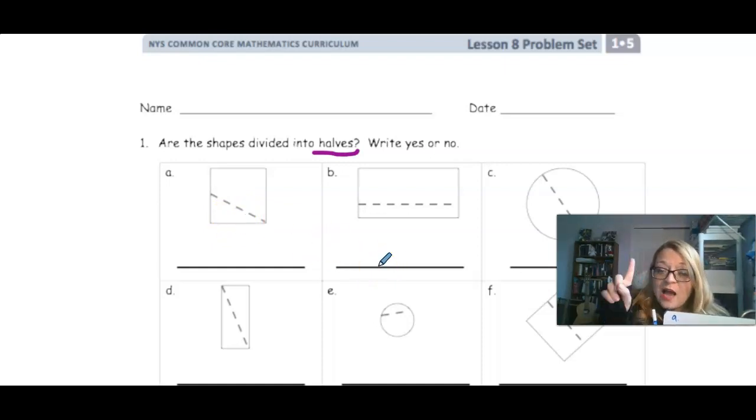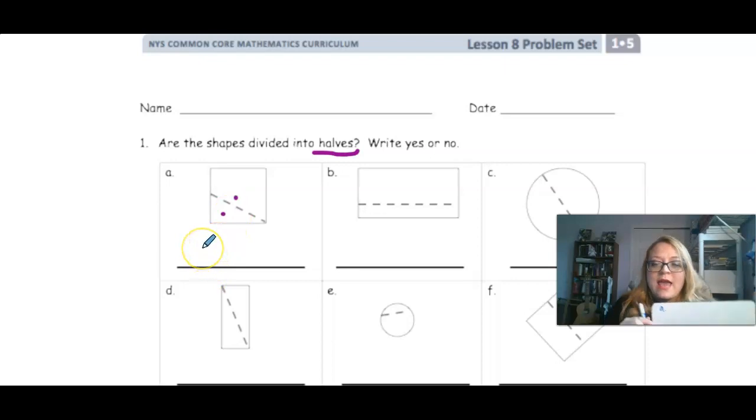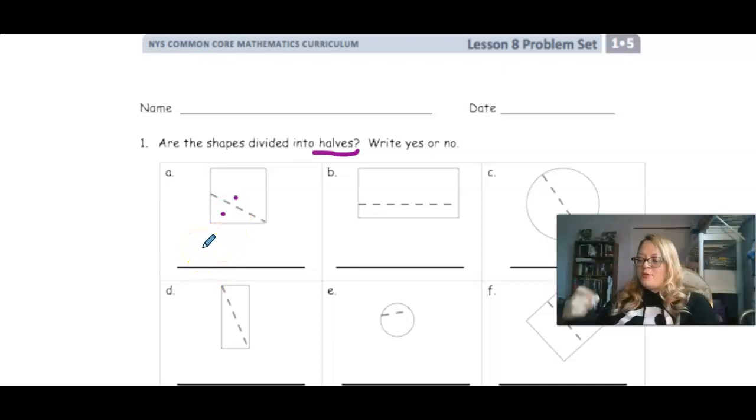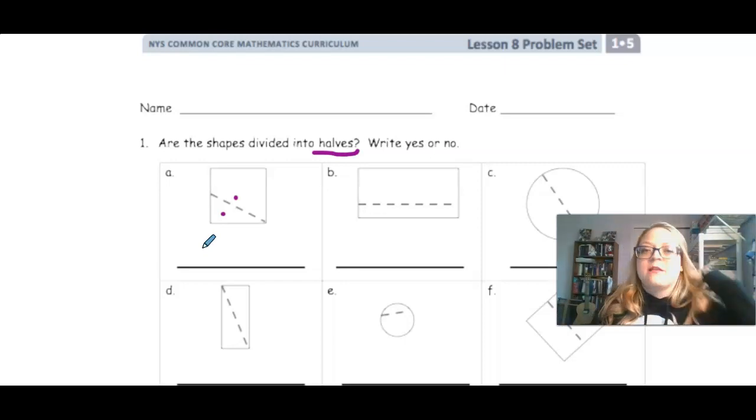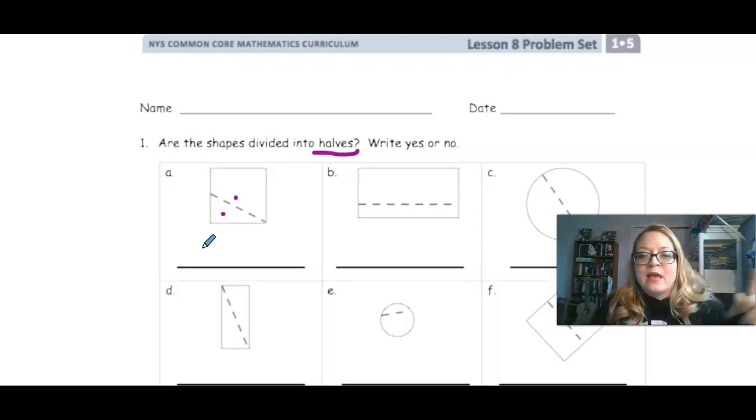First, let's ask ourselves, how many pieces are there? There are 2 pieces, look, 1, 2, but are they the same? Remember, halves also have to be equal. So on A, just on your paper, you would write no. Okay? Go ahead and push pause, get through A, B, C, D, E, and F, and then we'll come back and check those answers.